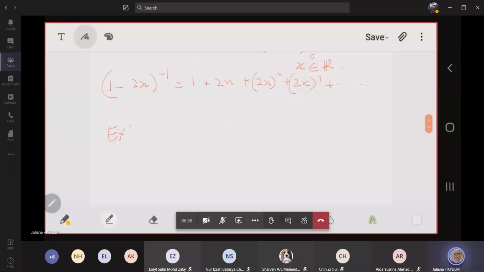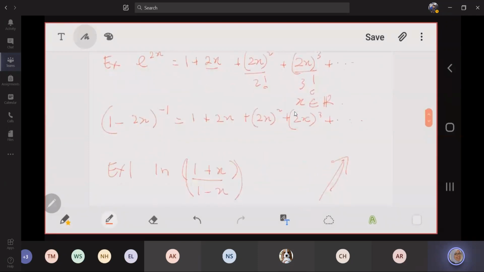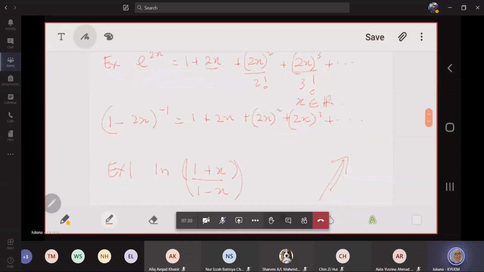We want to find what is ln of (1 plus x)/(1 minus x), the series expansion for this. What we do is put ln of 1 plus x minus ln of 1 minus x. Then we just quote the result from the above. Just quote that and you get the series expansion.